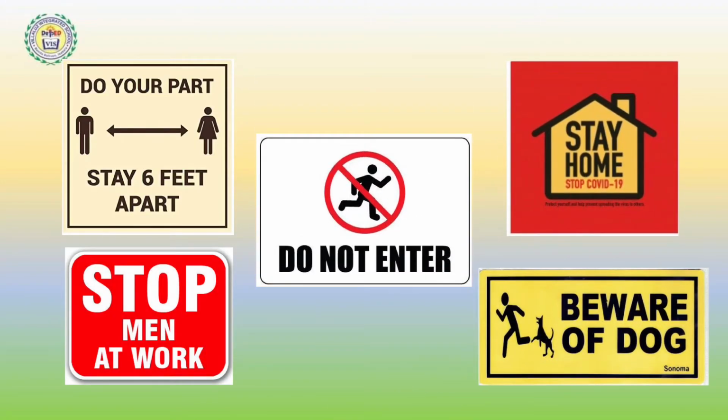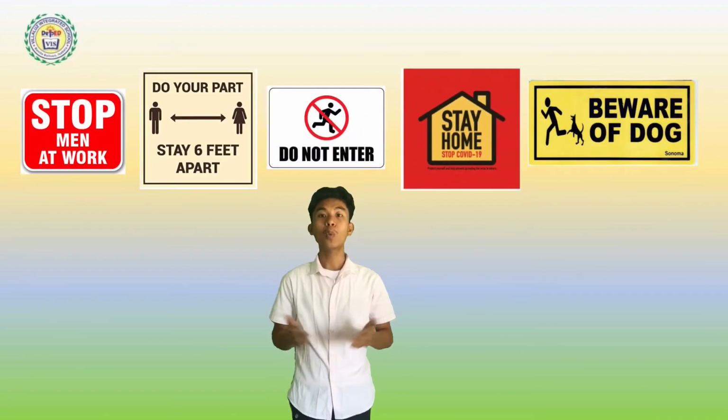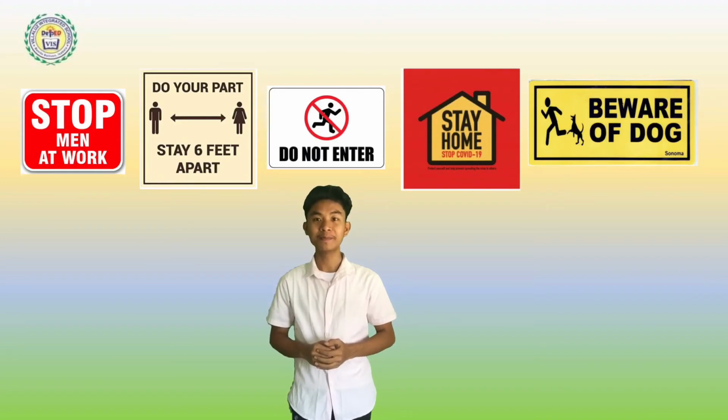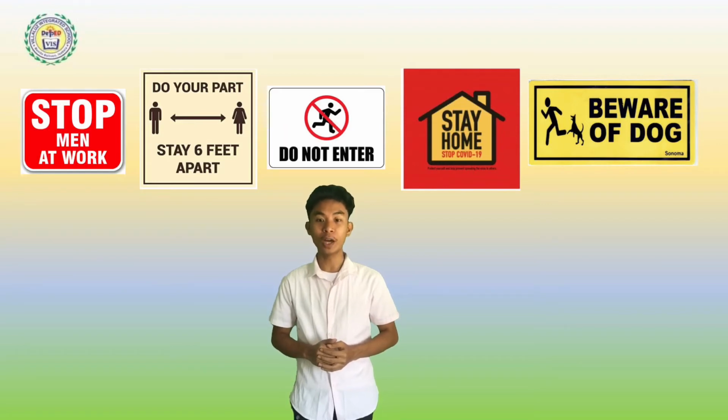Beware of dogs, stay at home, do not enter, do your part, stay 6 feet apart, and stop men at work. What do the following signages have in common? You're correct. They all give instructions and warnings.